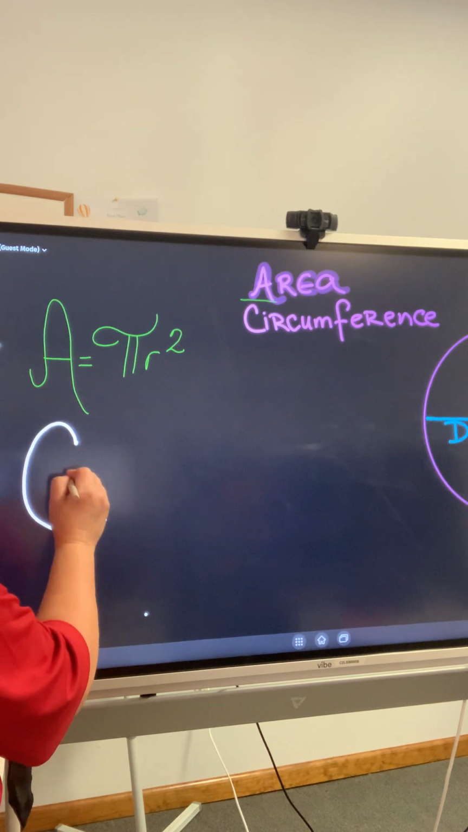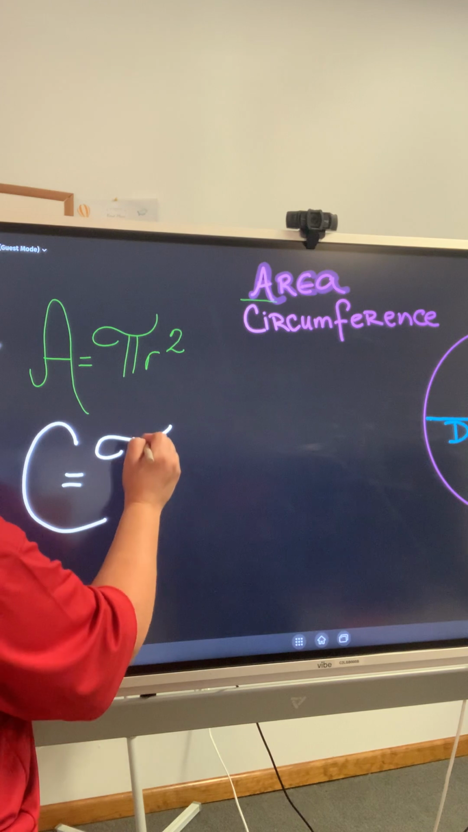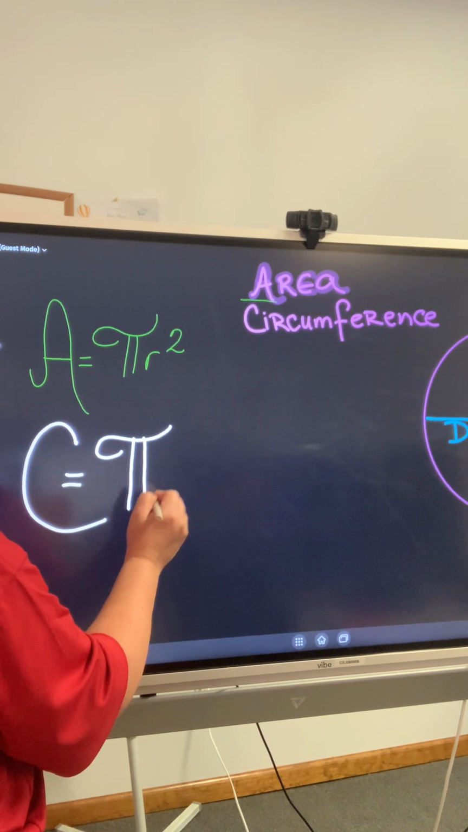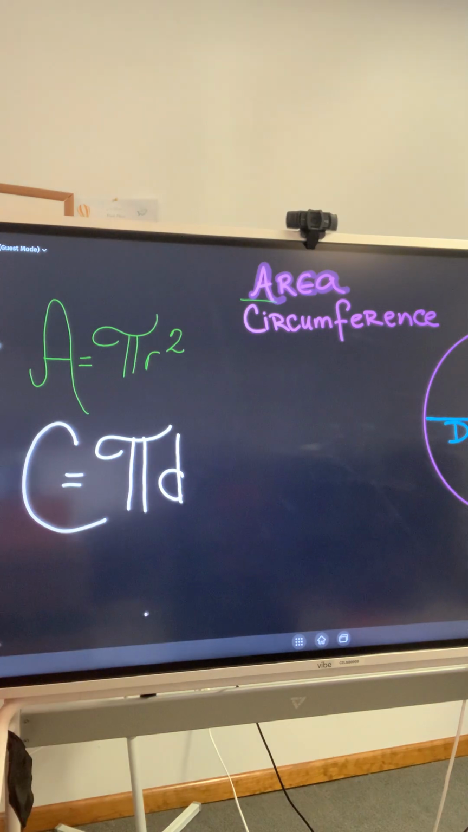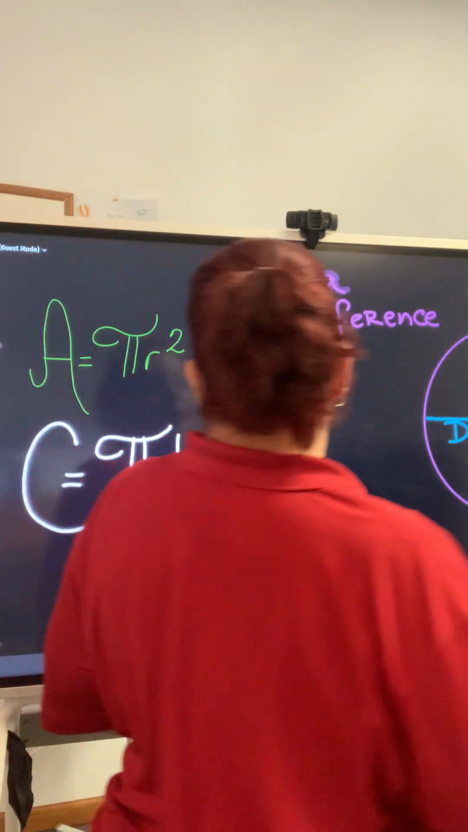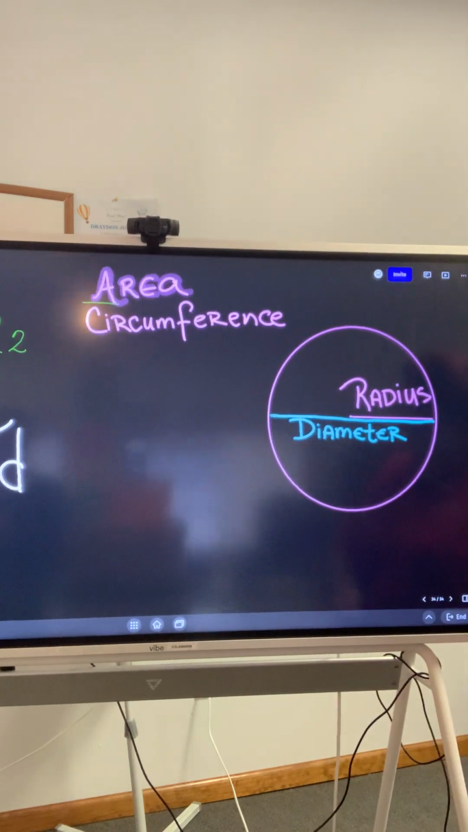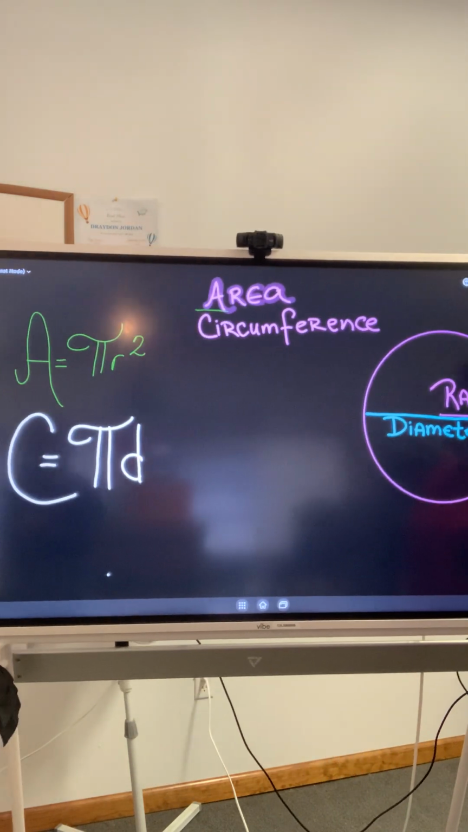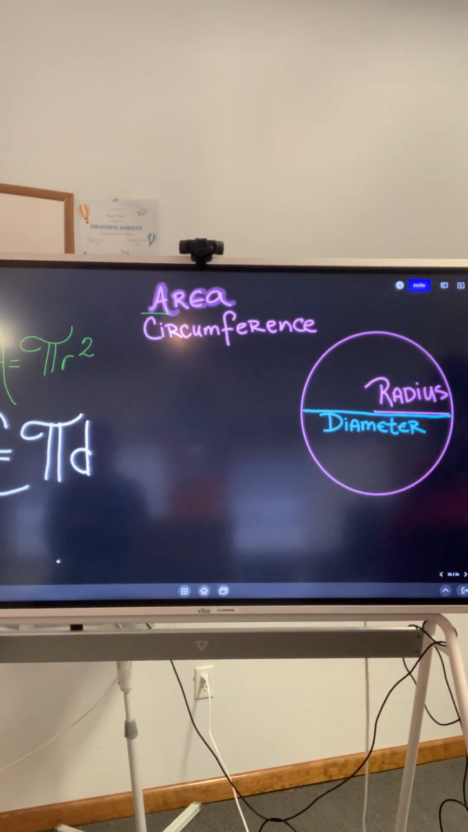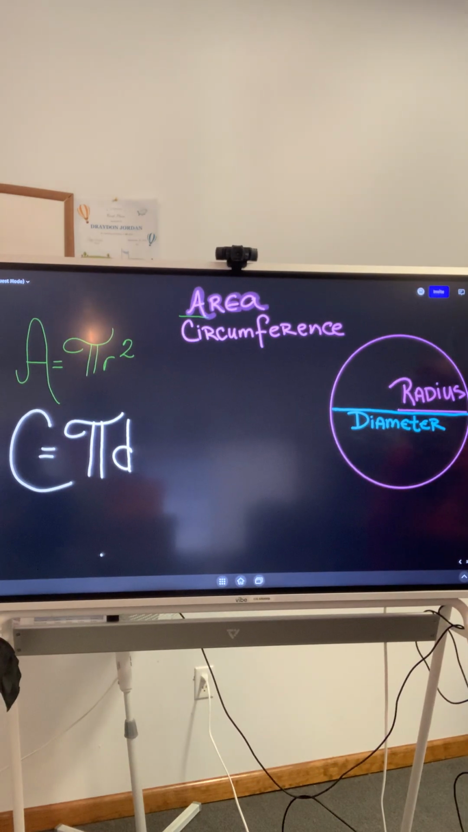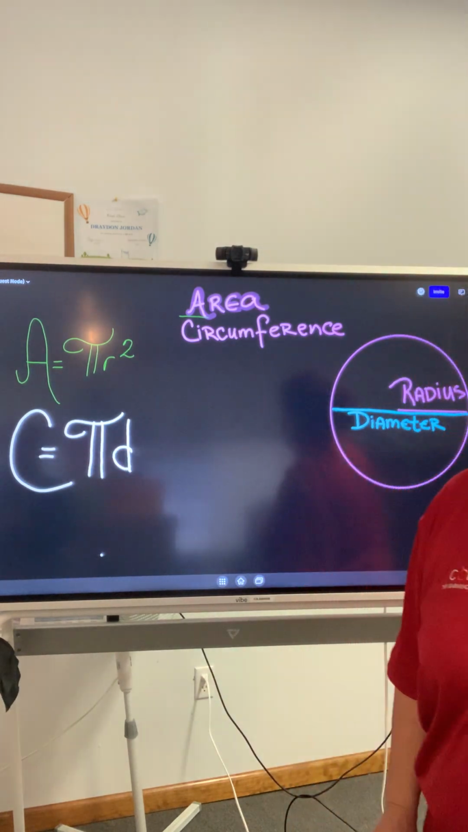And then we have circumference, which is equal to pi times diameter. And if we look at our circle, can you see it there? Ooh, we gotta back that up a little bit. There we go. Okay, so we have circumference, pi times diameter.